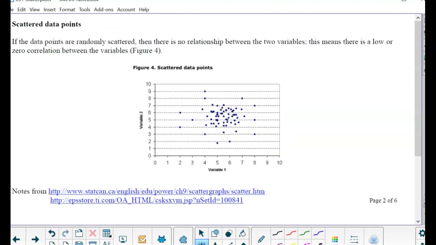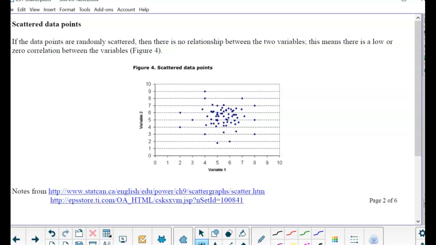Okay, this one, who knows what the relationship is? So that's a scatter plot. All of these have been called a scatter plot, but this one's definitely all over the place, right? So if they're randomly scattered with no pattern to them, then there's no relationship between the two variables. So there's a low or zero correlation.